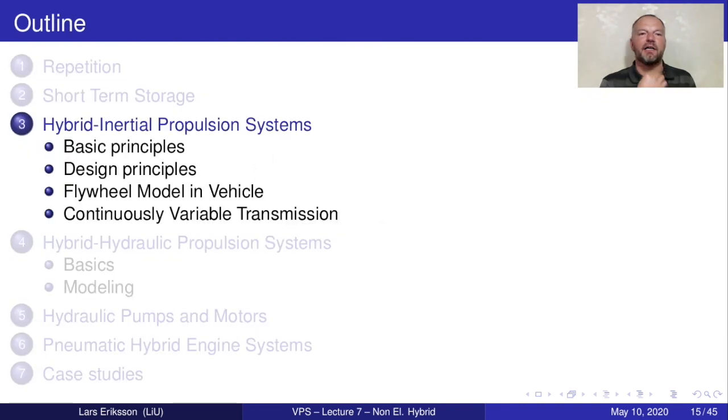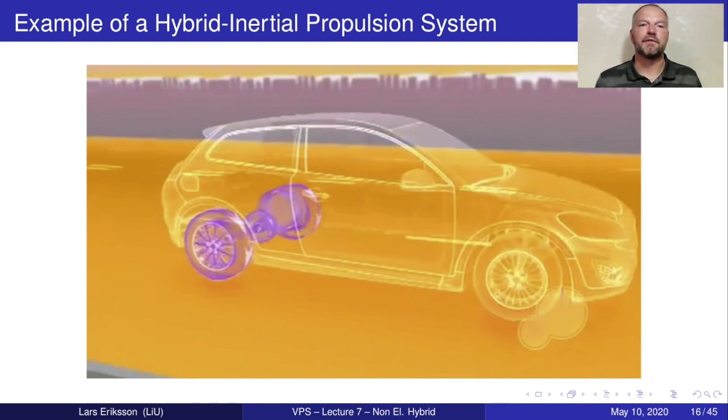Now we will look at the hybrid inertial propulsion systems. We will go through the basic principles and then some design principles, and we will look at flywheels and we will model the vehicle. Before going into the details of the hybrid inertial propulsion systems, we will look at this video prepared as a demonstration of the concept by Volvo.